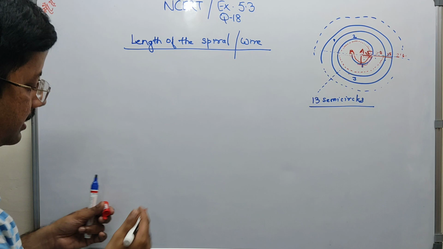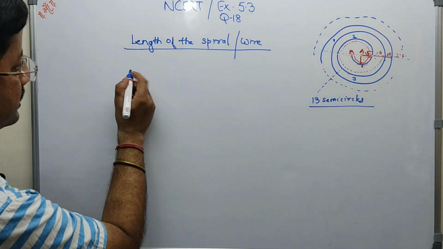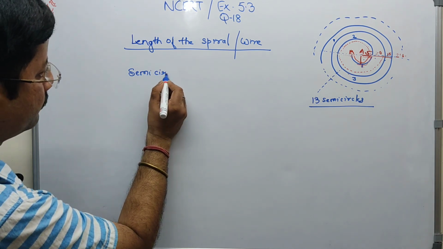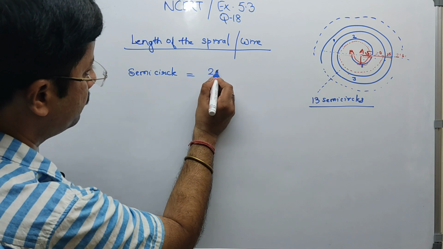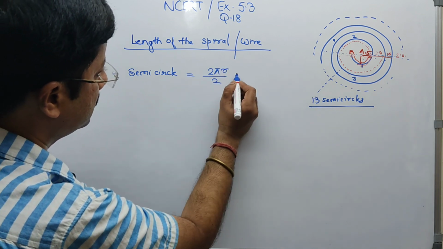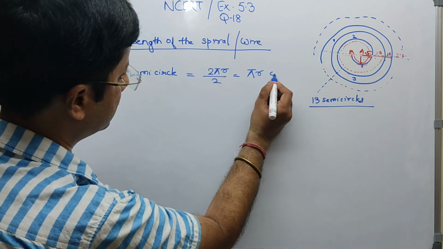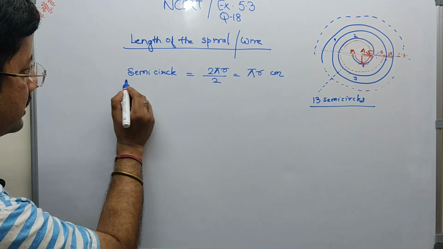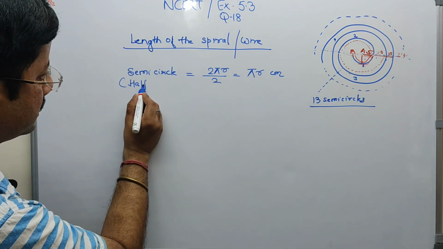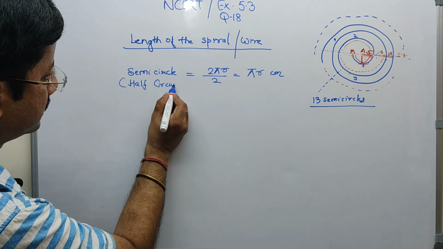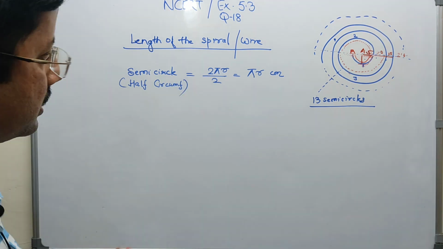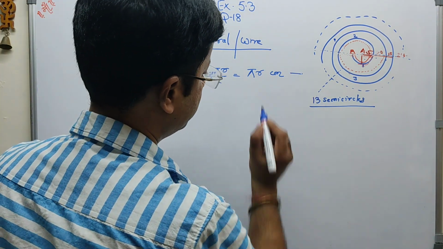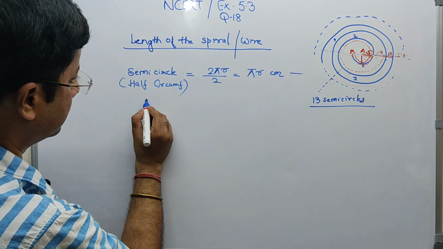What is a semicircle? A semicircle is half of the circumference of a circle. How can we find it? The circumference is 2 pi r, divided by 2, so the semicircle is pi r centimeter.